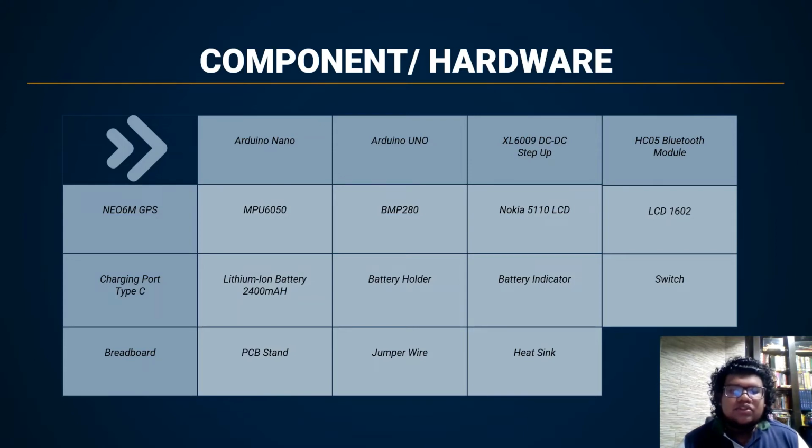For the power, we use two lithium-ion batteries with capacity of 2400 mAh and a charging port which is type C. And we also use battery holder and battery indicator to indicate remaining battery left in our project. For the connectivity, we use two mini breadboards and a lot of jumper wires to connect all the sensors. And we also use HC05 Bluetooth module for connectivity. We also use heatsink in order to reduce the temperature in our project.